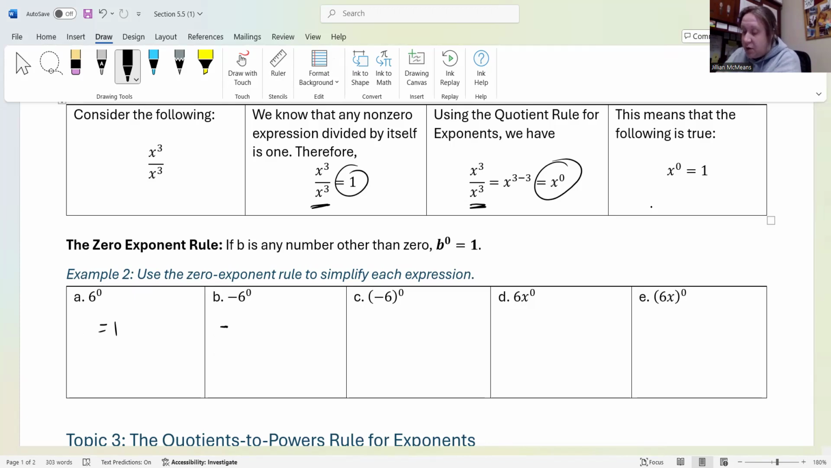Negative 6 to the 0 is negative 1 times 6 to the 0. Because that negative 6 is not in parentheses, that negative 1 is not part of the exponent. It's a separate factor. So we have to treat this like negative 1 times 6 to the 0. Now, 6 to the 0 we know is 1, based on the rule we've just learned. So this really becomes negative 1 times 1, or negative 1. So negative 6 to the 0 is actually negative 1, because the negative was not inside parentheses.